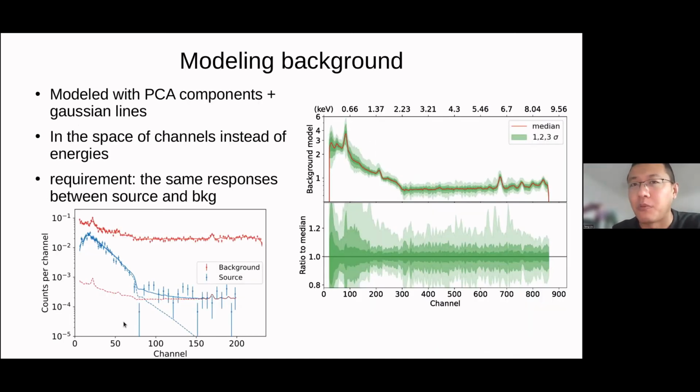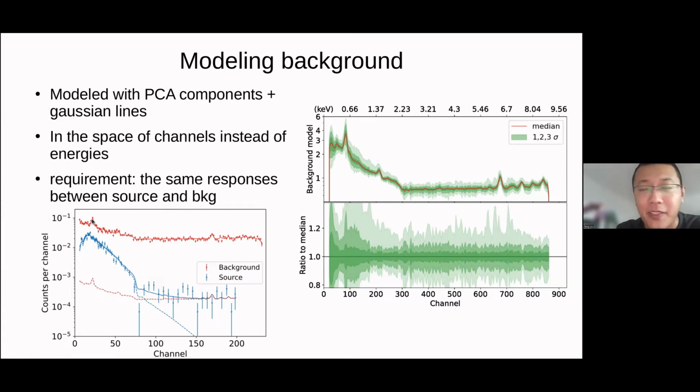Before fitting the spectrum, we first model the background. Here this figure shows the background shape of the eFEDS data. To model the background, we first perform a principal component analysis for all the background spectra in the eFEDS region. It gives us a few PC components, and then using these PC components and a few additional Gaussian lines, we fit each of the background spectra. Here is an example. The red points are the background spectrum.